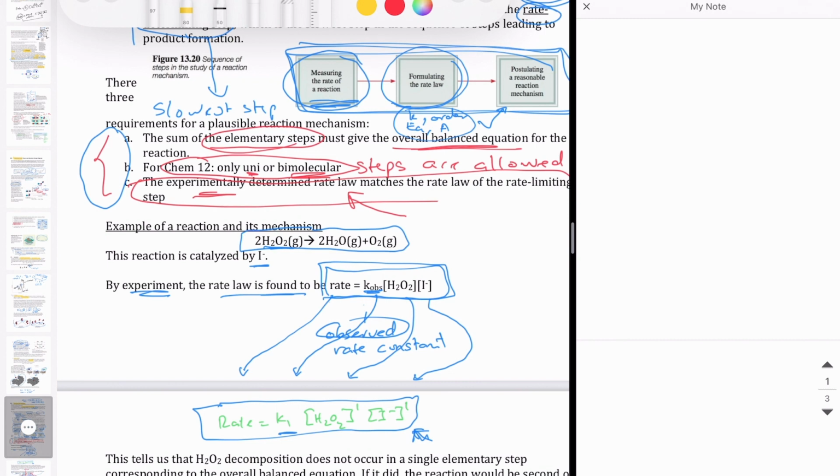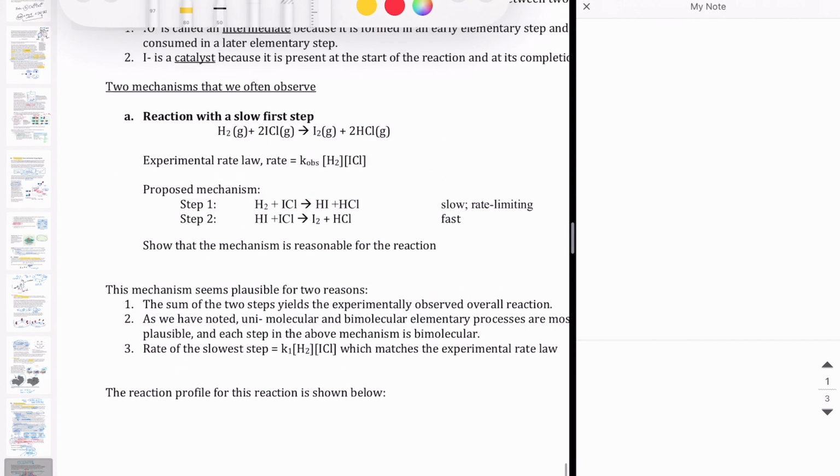And that is that the sum of the elementary steps in the reaction has to add up to the total reaction. We're going to just use uni and bimolecular steps in Chem 12. It's not going to be anything higher than that in molecularity. And then lastly, we have to derive a theoretical rate law, and that theoretical rate law has to match with the experimental rate law that we're given. Okay, so let's take a look at our first situation here.